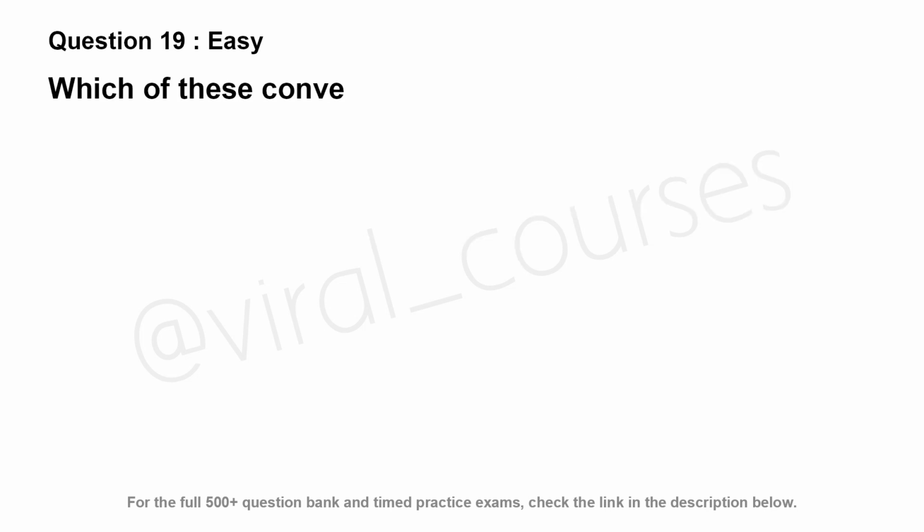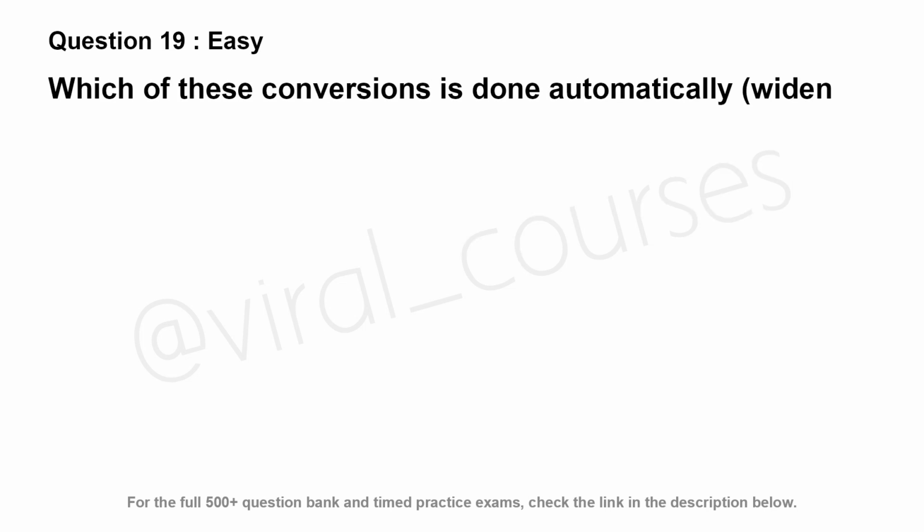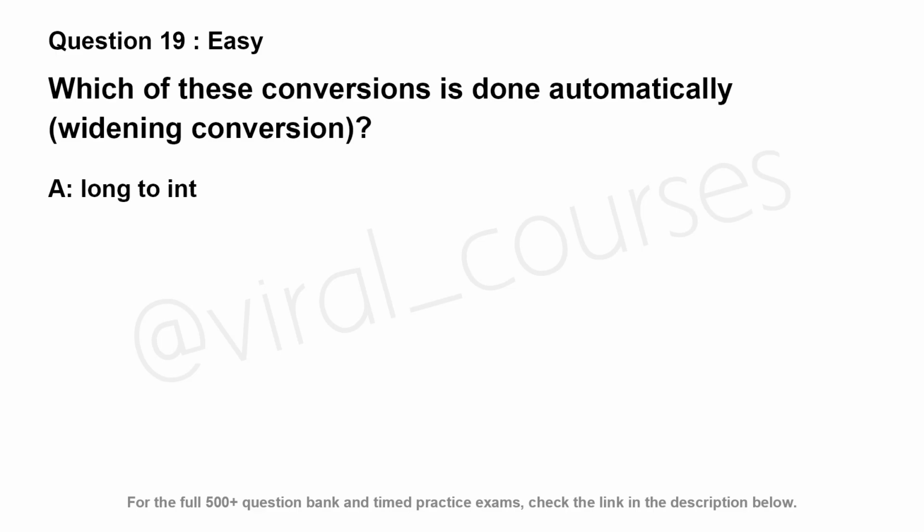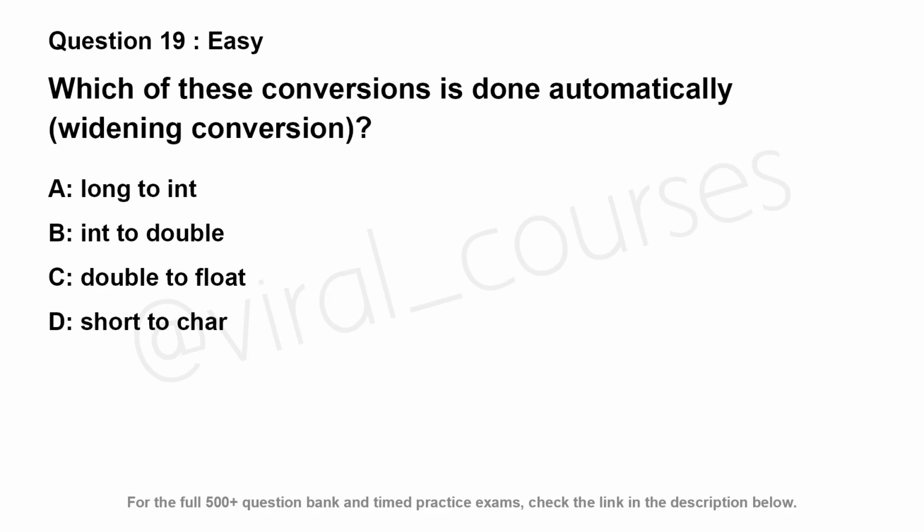Which of these conversions is done automatically? Widening conversion. Option A, long to int. Option B, int to double. Option C, double to float. Option D, short to char.